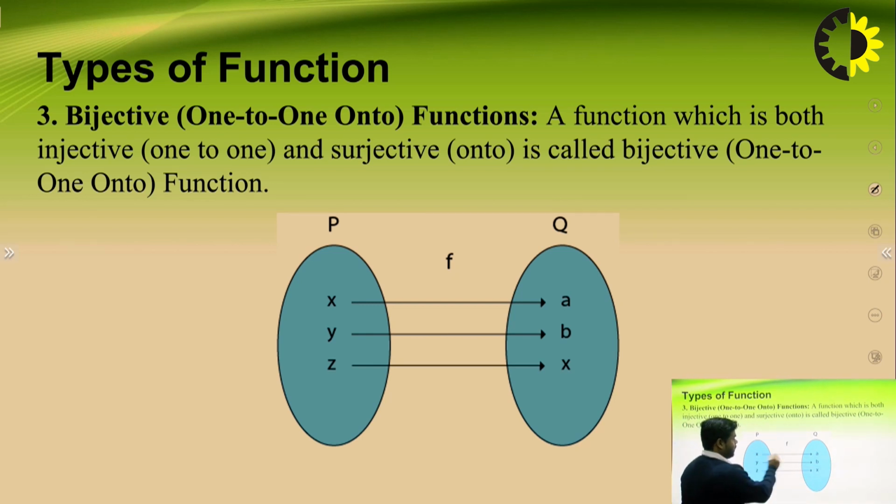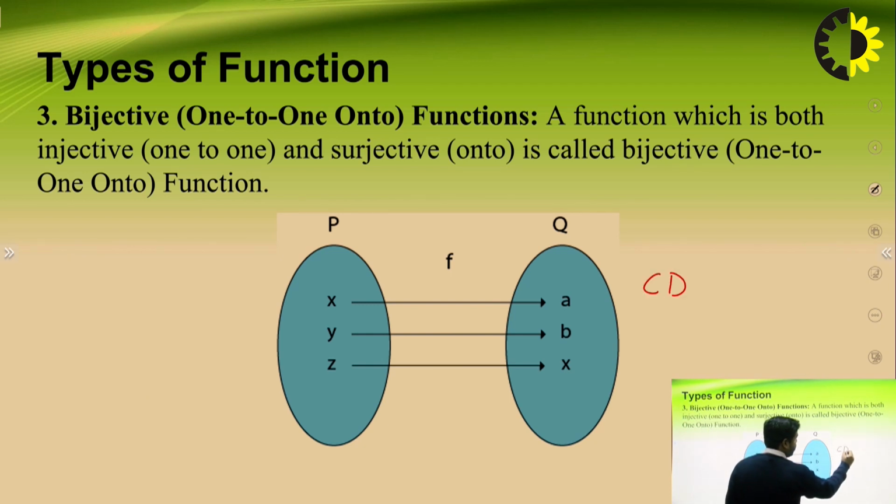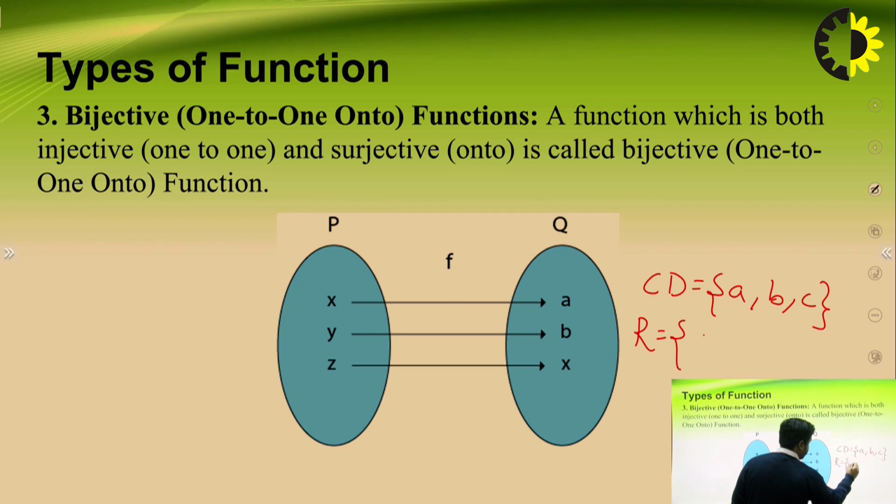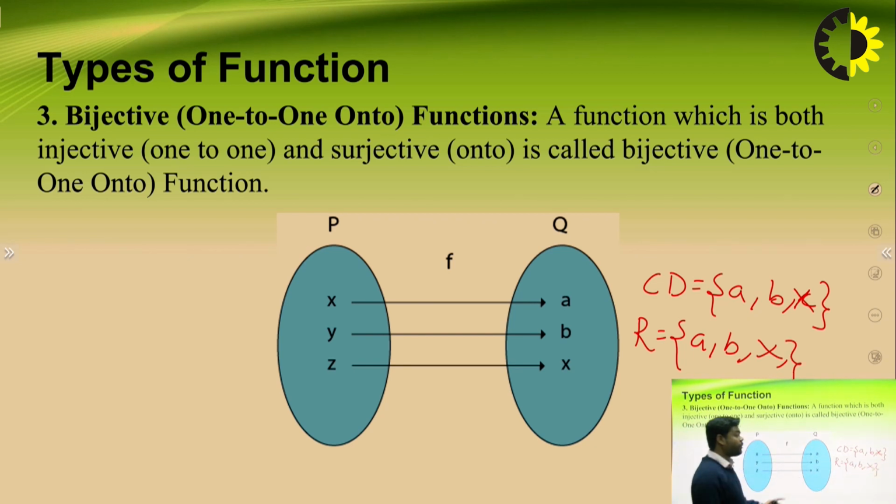Okay, X is related to A, Y is related to B, and Z is related to X. So the codomain, I am writing CD, contains A, B and C, and the range contains A, B and X. Sorry, here it is X. So the codomain is equal to the range of the function. That means it is an onto function, and now a one-to-one function is saying that each element is connected to one domain element, so this function is a bijective function.